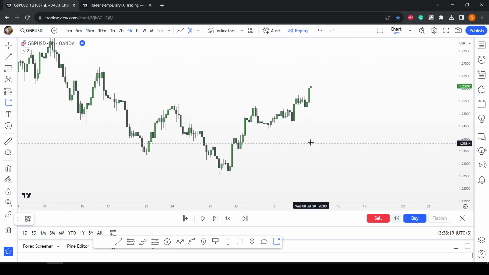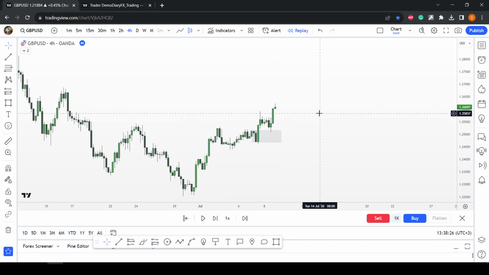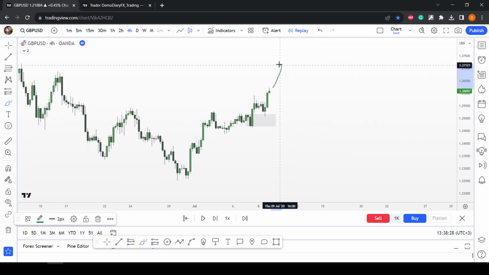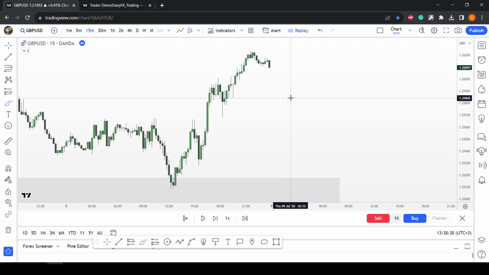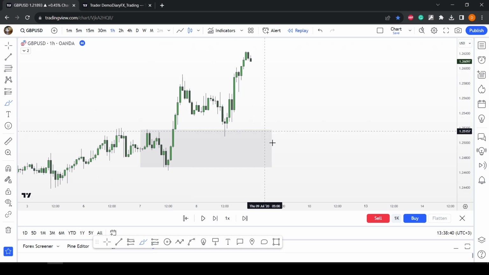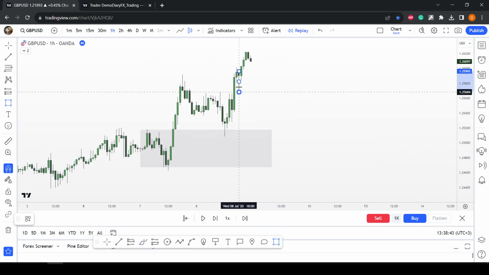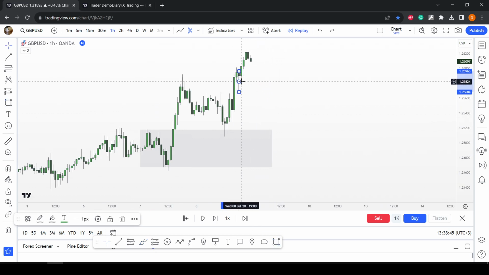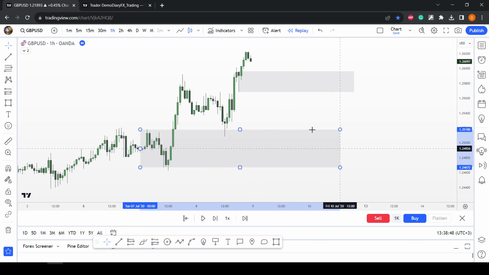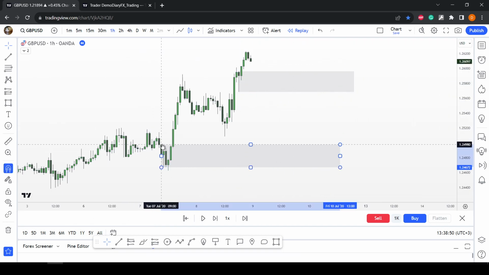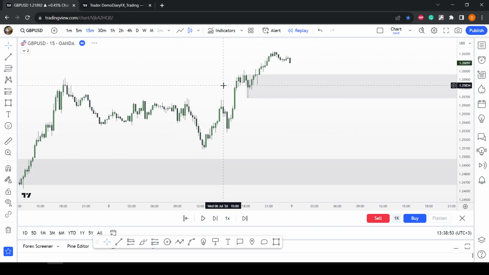So what we have on 4 hours is this zone, correction and impulse. After that, we need to expect either continuation or slowing down and continuation. Let's go to 1 hour first. And we have this zone on 1 hour, and then this 4 hour zone, which could be refined somewhere here. So let's go to 15 minutes.